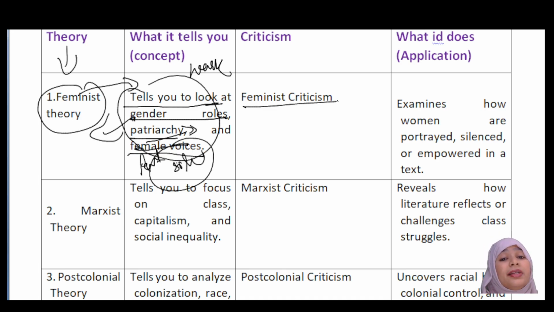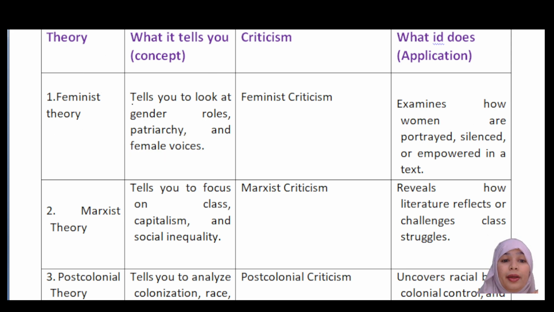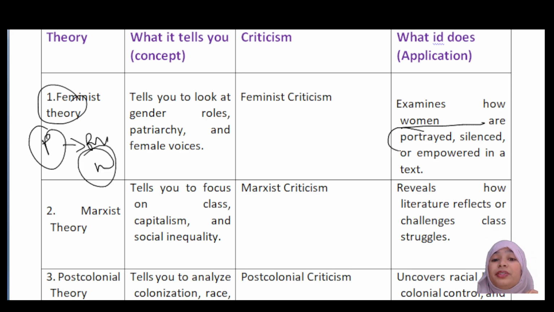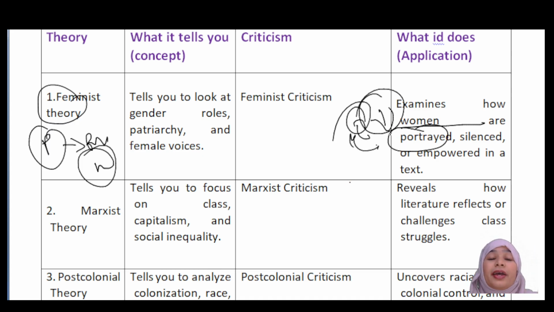What about feminist criticism? It examines how women are dominated by patriarchy. Here, in feminist theory, how patriarchal rule operates over women, and how women have accepted patriarchal domination over them silently, without asking any questions. That is what criticism examines: the silence and the empowerment in a text.